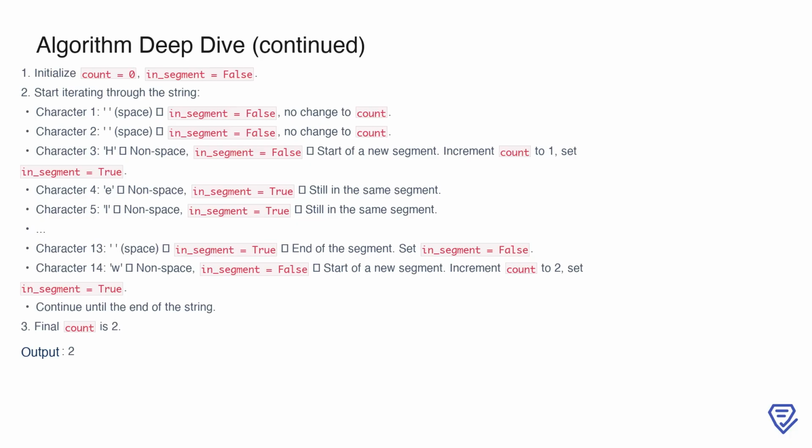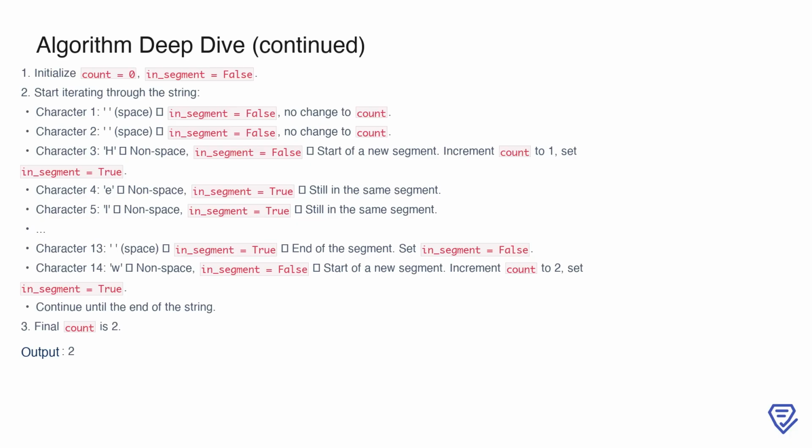The first two characters are spaces, so in_segment remains false, and count does not change. When we encounter the character h, which is non-space, and in_segment is false, we recognize the start of a new segment. We increment count to 1 and set in_segment to true. The following characters, e, l, and o, are all non-space, so we remain in the same segment. When we encounter another space, in_segment is set to false, signaling the end of the segment.